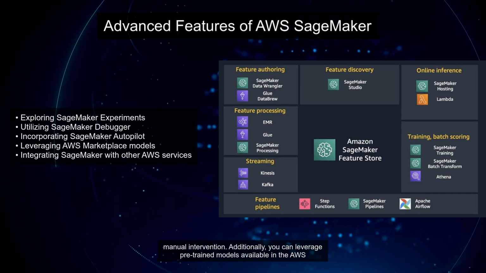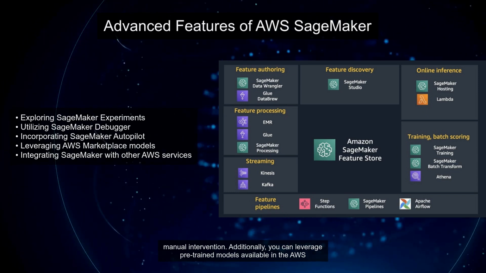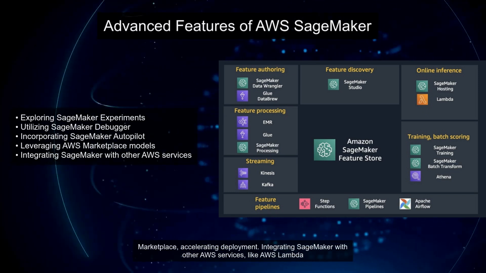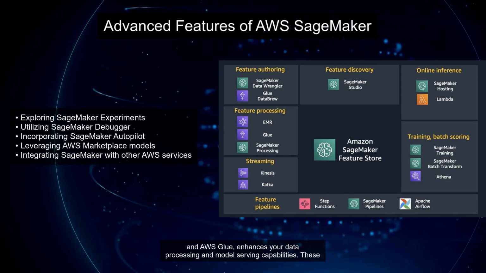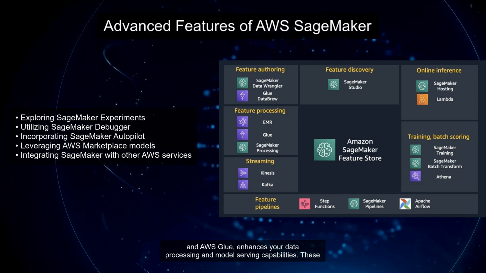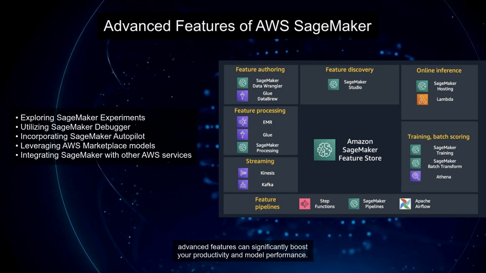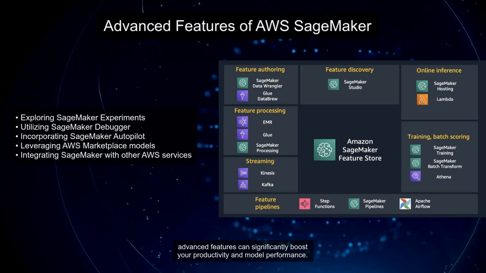Additionally, you can leverage pre-trained models available in the AWS Marketplace, accelerating deployment. Integrating SageMaker with other AWS services, like AWS Lambda and AWS Glue, enhances your data processing and model serving capabilities. These advanced features can significantly boost your productivity and model performance.